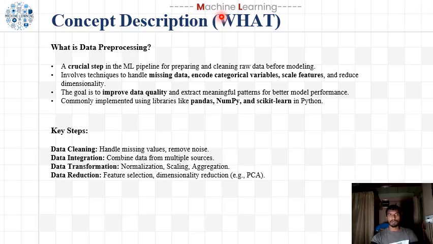The key steps involved are, first, data cleaning, handling missing values, and removing noise. Second is data integration, which is combining data from different sources. Third is data transformation, which includes normalization and scaling techniques. And fourth is data reduction. Selecting important features and reducing dimensions is very important. So it is one of the data reduction techniques.